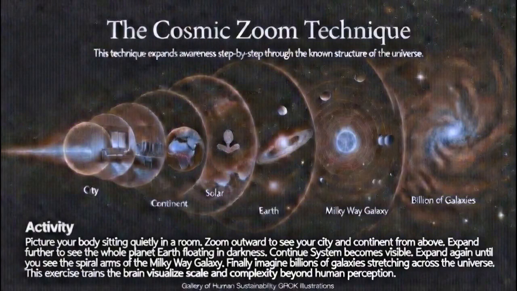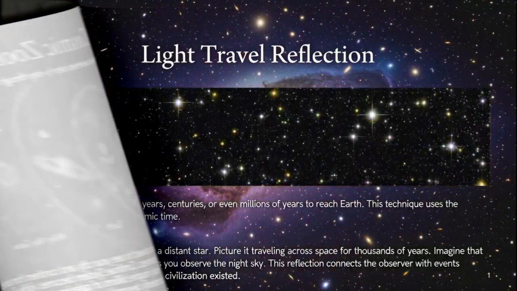Light travel reflection. Light from distant stars takes years, centuries, or even millions of years to reach Earth. This technique uses the journey of light to explore cosmic time. Activity: Imagine a photon of light leaving a distant star. Picture it traveling across space for thousands of years. Imagine that light finally arriving in your eyes as you observe the night sky. This reflection connects the observer with events that happened long before human civilization existed.